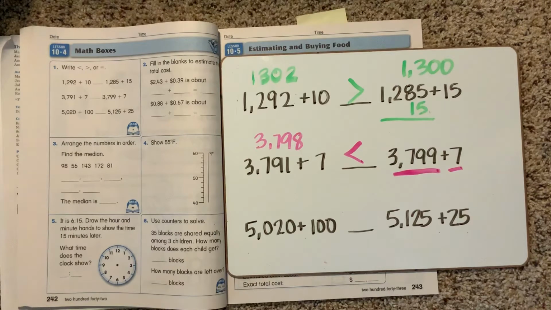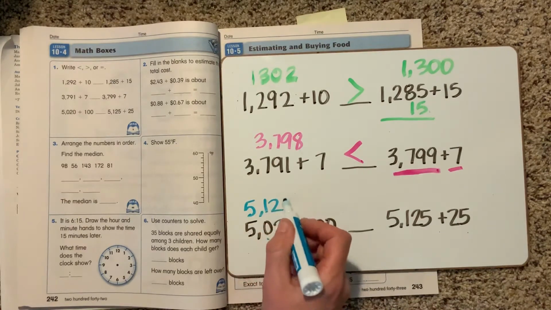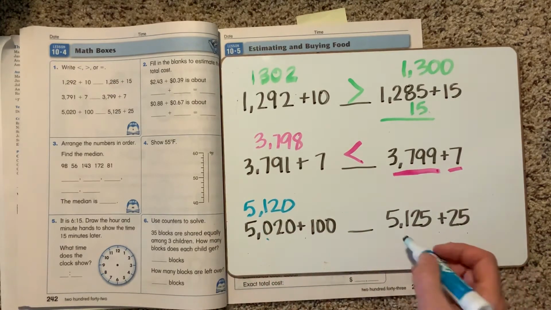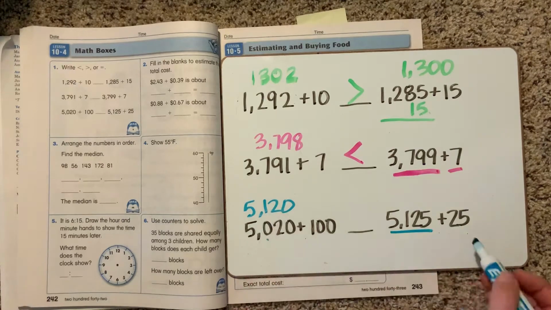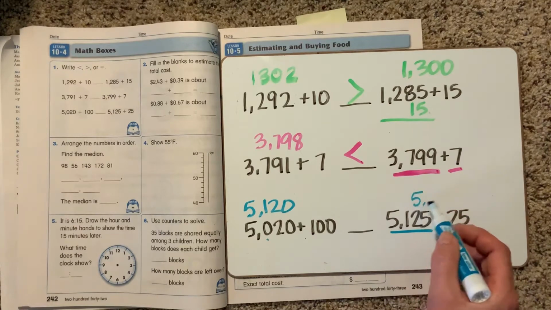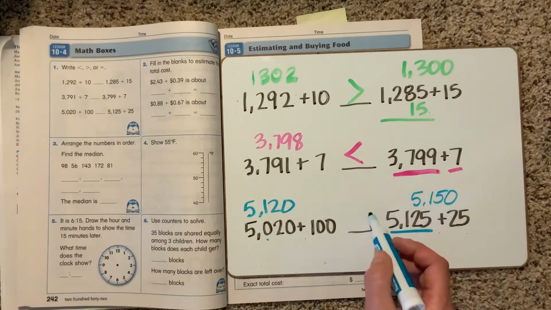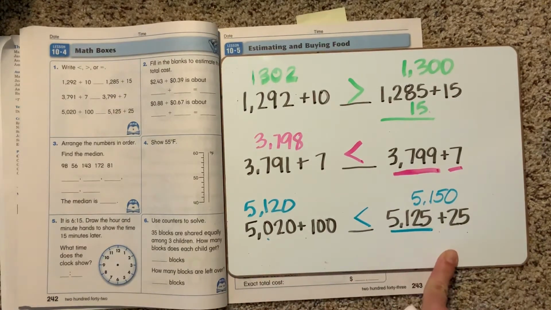Moving on to the bottom problem for math box 1, 5,020 plus 100. If you just add 100 more, you're going to change that hundreds place to 5,120. And again, I see that this number is already greater than the other side. 25 and 25 would be 50. This is going to be 5,150. That's definitely greater. So then our first sum is less than the second sum.